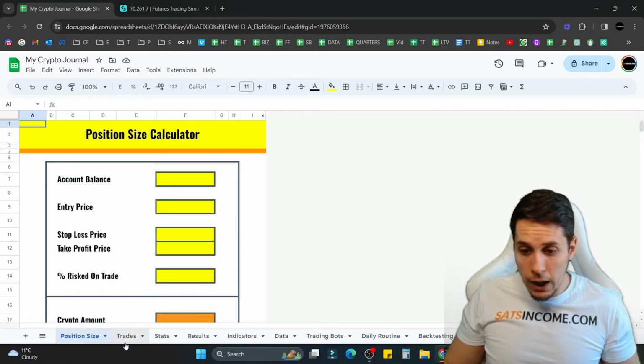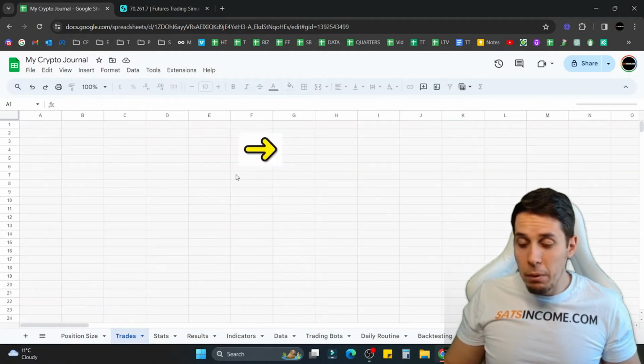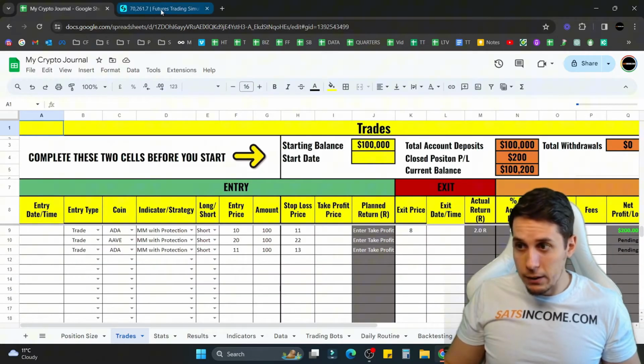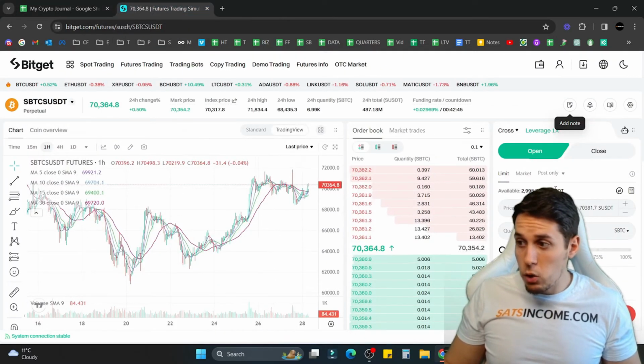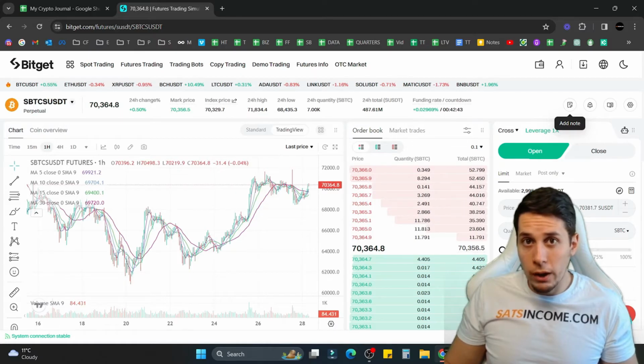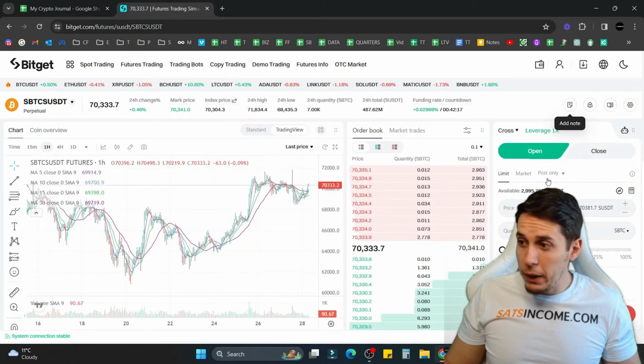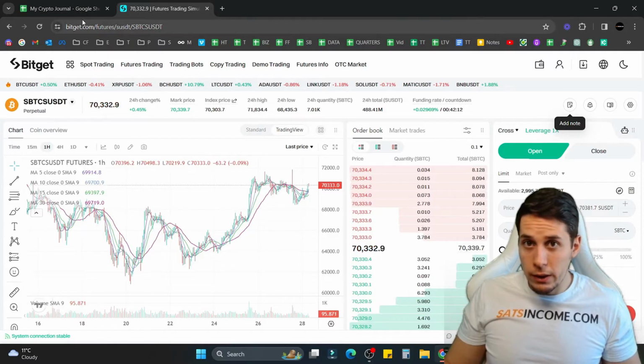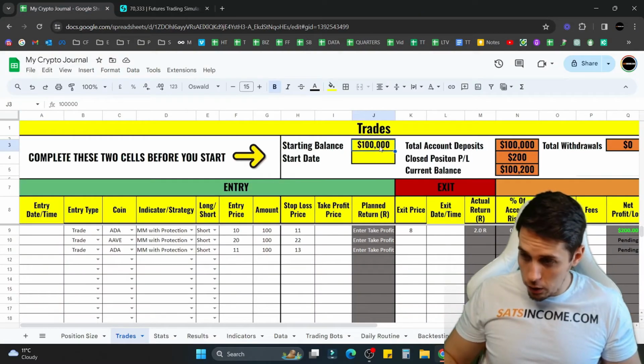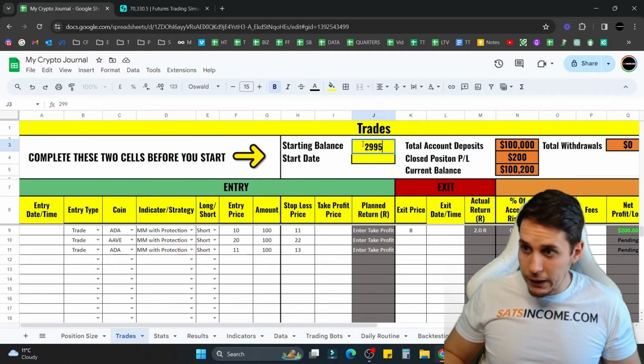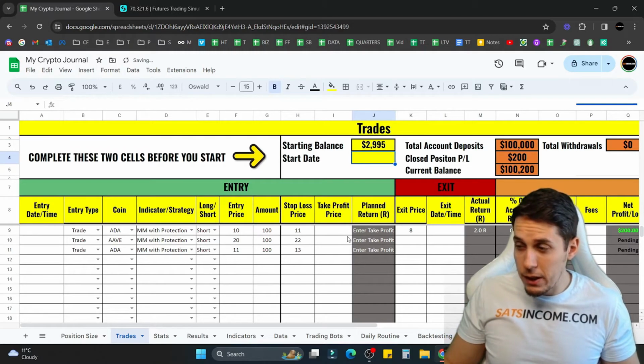The first thing that you have to do is go to the trades tab and add your account balance. The amount of capital that you have in crypto, normally this is going to be on a crypto trading exchange. We're going to be using BitGet and we have here $2,995 in demo capital. So we're going to go back to the journal and add here the starting balance, $2,995, right? That's the very first step that you have to do.